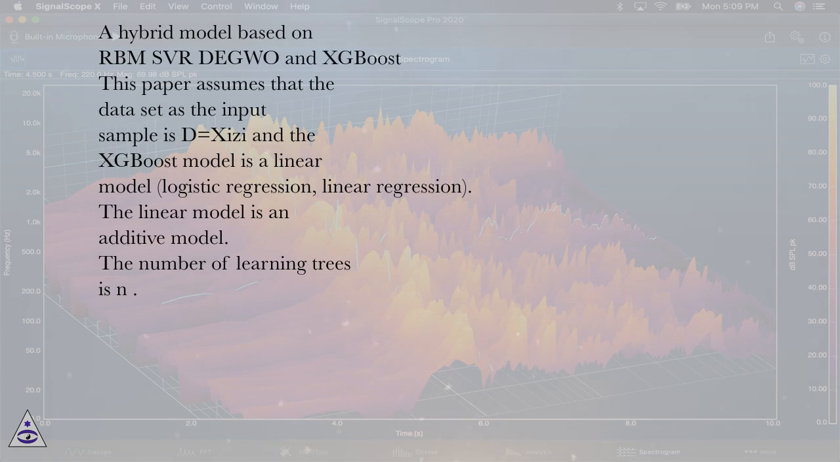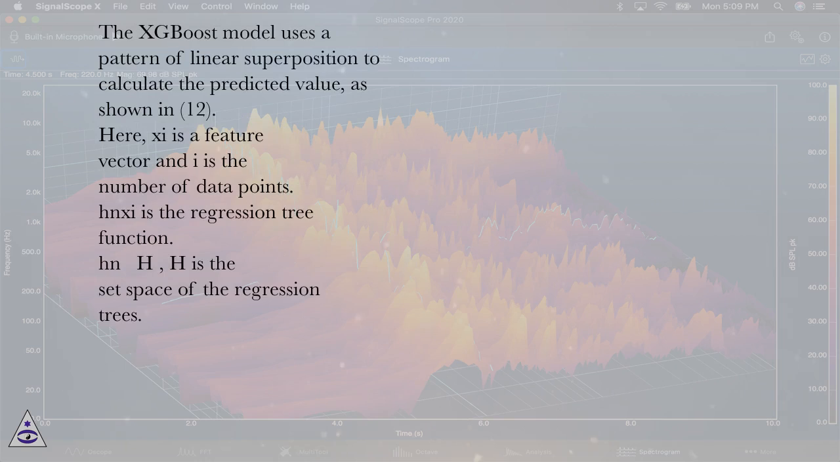The number of learning trees is n. The XGBoost model uses a pattern of linear superposition to calculate the predicted value, as shown in Equation 12. Here, x_i is a feature vector and i is the number of data points. f_k is the regression tree function, and F is the set space of the regression trees.